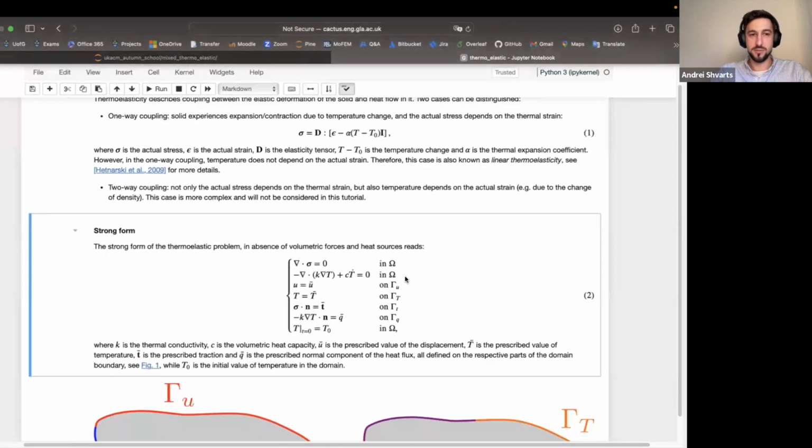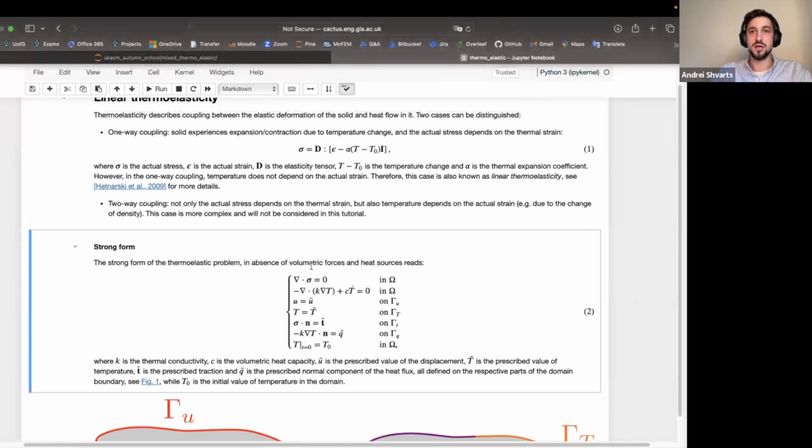And again, the coupling between the two is enforced through the constitutive equation, according to which the actual stress, which is the part of this equation over here, depends on the temperature through this relation given over here.